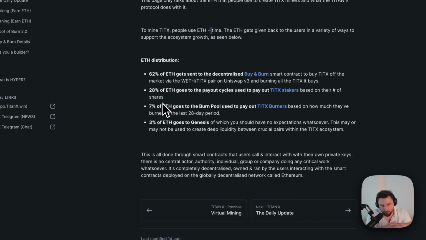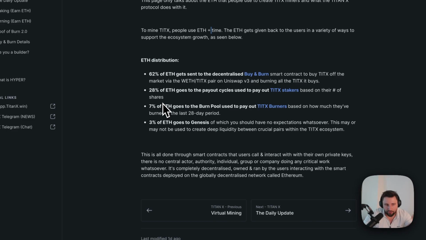So let's say $100 million comes in. Let's do a smaller amount because it's 28 days. Let's say $1 million comes in the 28-day period to start miners. Well, guess what? Now that $1 million gets split up, right? 62% goes towards buy and burning. 28% goes towards paying out Titan X takers based on the payout cycles. And 7%, so $70,000 of that, gets used to reward people burning Titan X to participate in ecosystem projects.